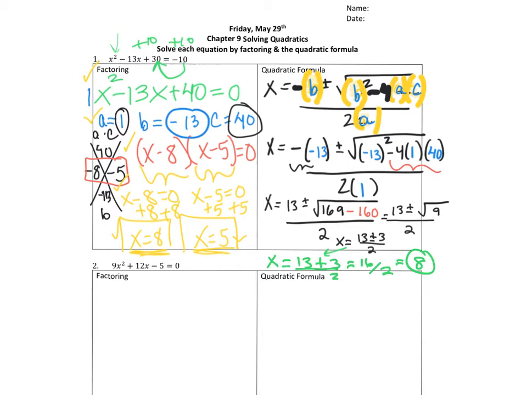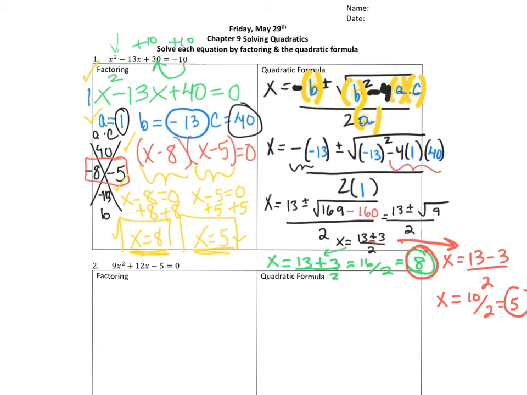And then our other answer would be, if we're using the minus, we would have x equals 13 minus 3 all over 2. So x is 10 over 2, which is 5. So notice we get 8 and 5, and those are the same answers as if we were factoring. Because we're solving the same problem, we're finding the values for x, we're just using two different methods. So you need to be able to do whatever method is asked for.